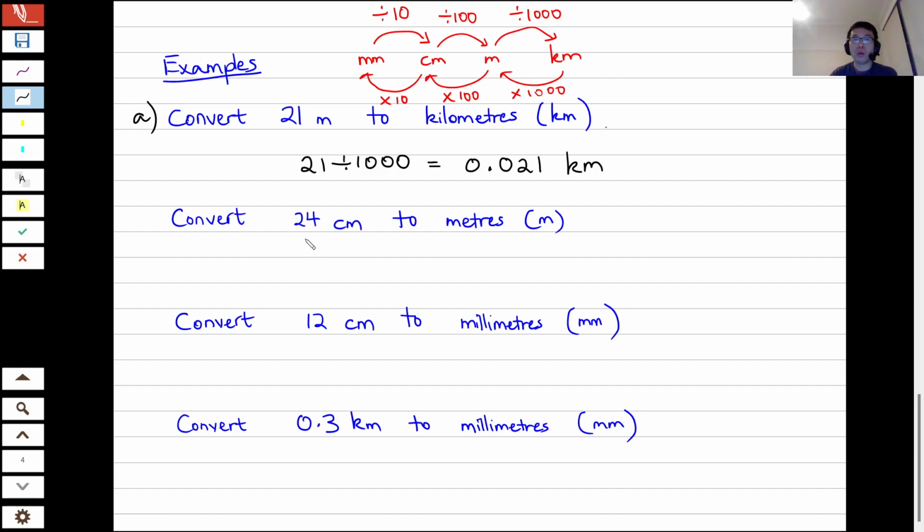Okay, what if I wanted to convert from centimeters to meters? Well, again, I'm moving to a larger unit, so this time I'm going to need to divide by 100. And if I do this calculation, and I can use a calculator if I need to, I will get 0.24 when I do this division.